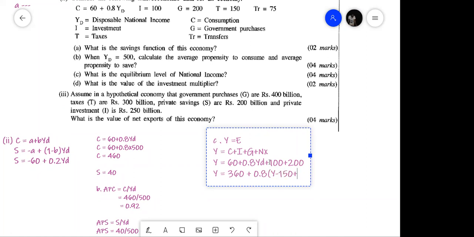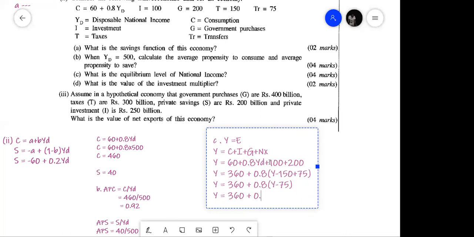150 plus transfers 75. Remember guys, first add those numbers, and don't multiply both by 0.8. Yes, you can do it that way, but it's harder. So 0.8 (Y minus 150 plus 75), you get a minus 75. Just leave it there. Do that step. That makes it very easy to multiply by 0.8. Otherwise, you have to multiply everything by 0.8. So Y is equal to 360 plus 0.8 Y, and 0.8 into 75 is a minus 60.